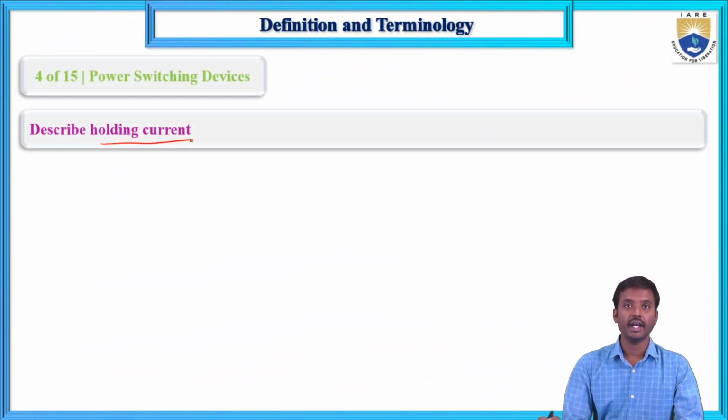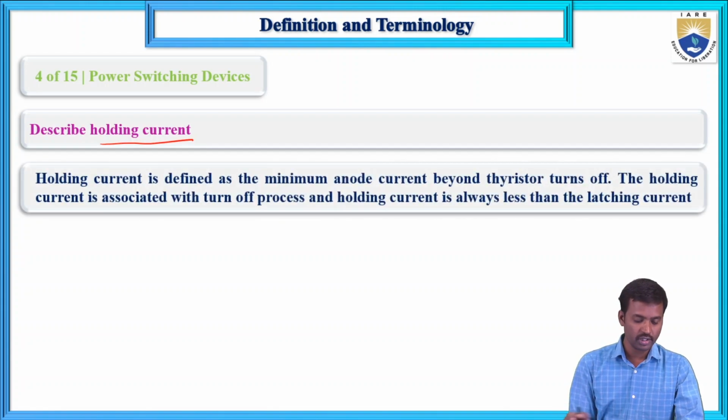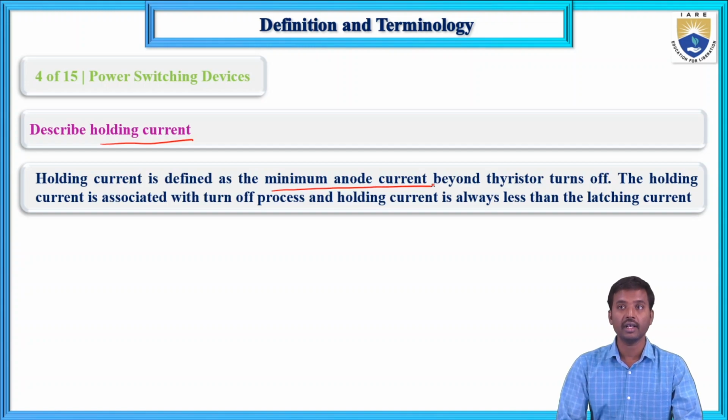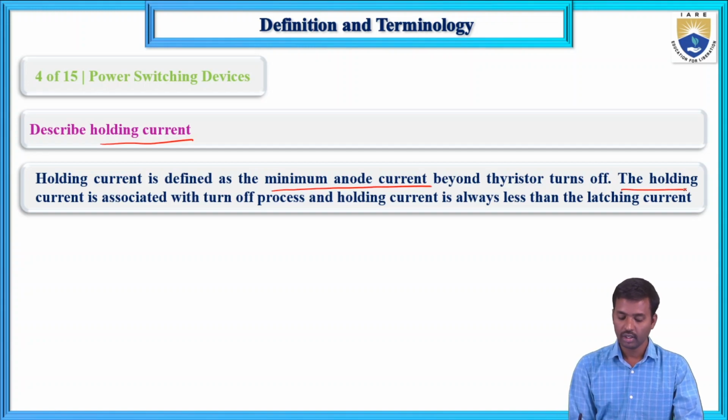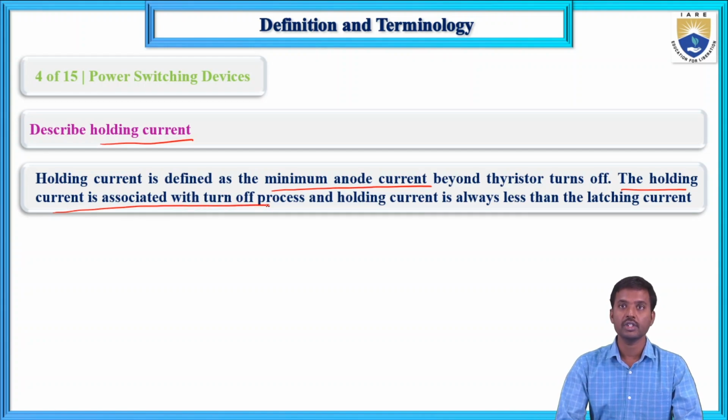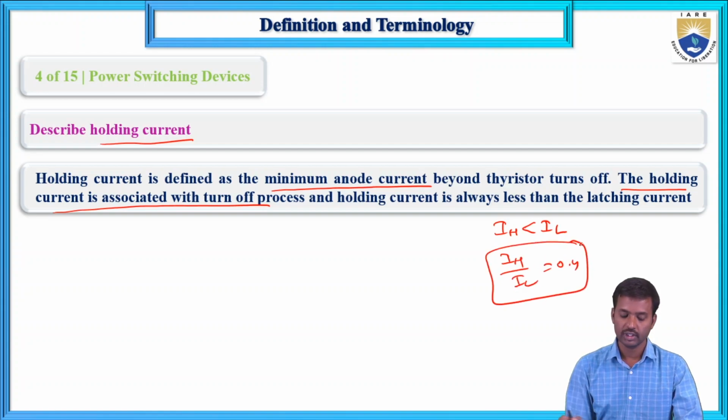Describe the holding current. It is related to the turn off process. Holding current is the minimum anode current below which the device turns off. The holding current is always less than the latching current. Holding current by IL equals 0.4. So this is the relation between latching current and holding current.